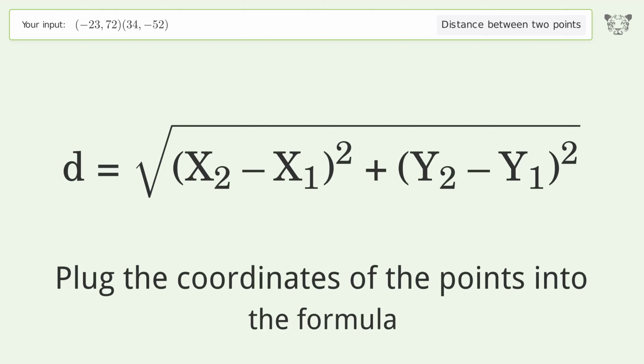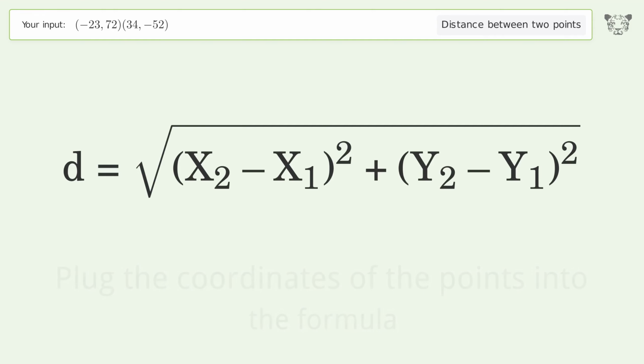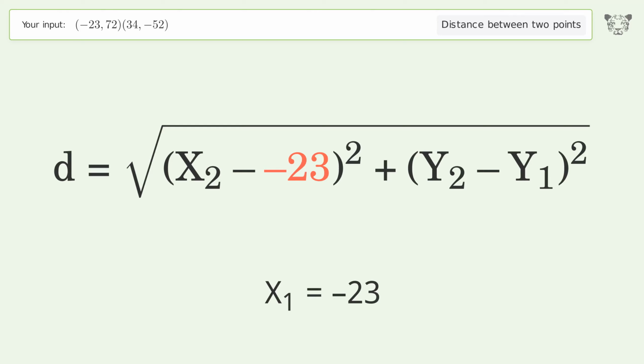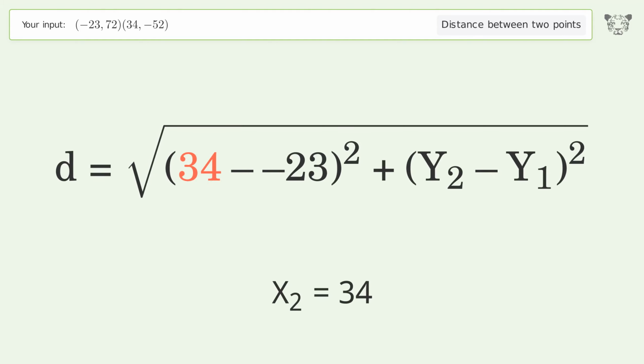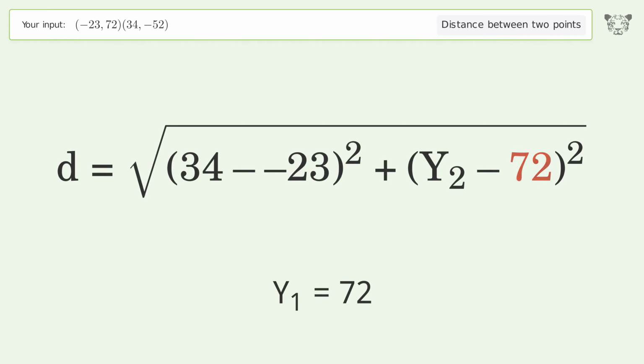Plug the coordinates of the points into the formula. x1 equals negative 23. x2 equals 34. y1 equals 72. y2 equals negative 52.